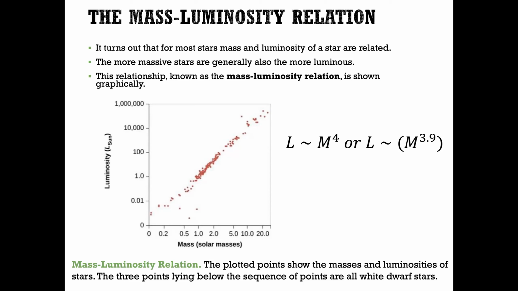Now there is a relationship between this mass and the luminosity for stars. That is, more massive stars are generally more luminous, right? So when you have higher mass stars, they seem to be more luminous or brighter compared to the lower mass stars, right? This relationship has a very famous name called the mass luminosity relation, and this graph is actually that.